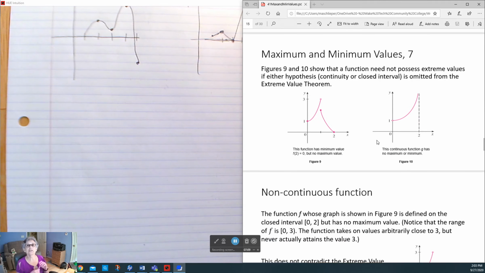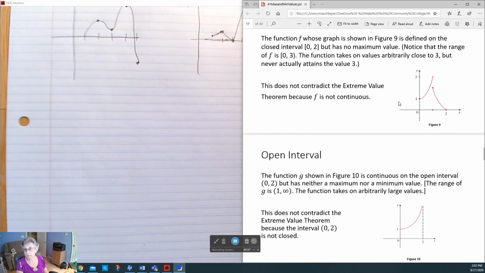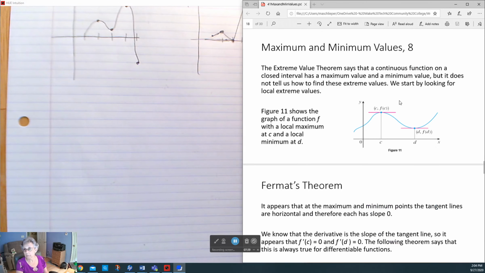It must be continuous on the closed interval, however. Not continuous, there is no max there, because no matter what point you choose, you could get a little bit higher. And it has to be a closed interval, illustrated here, because you could have a vertical asymptote at one end.